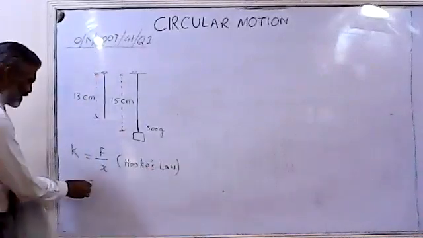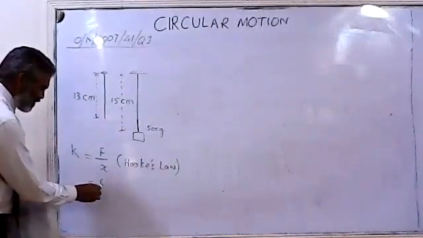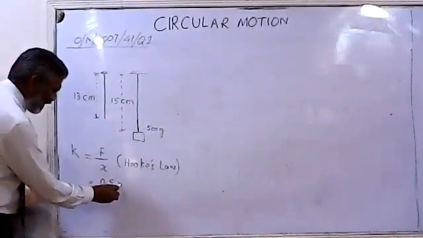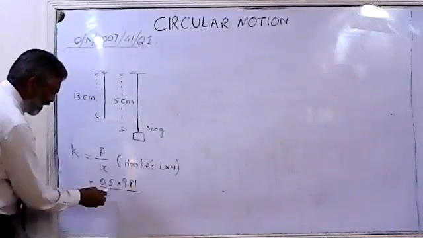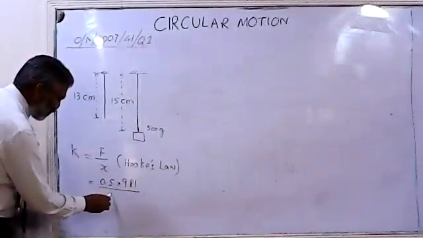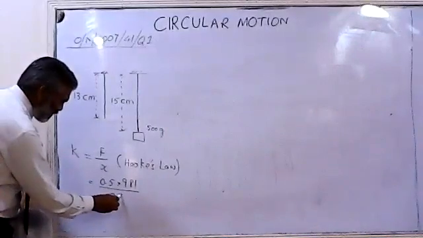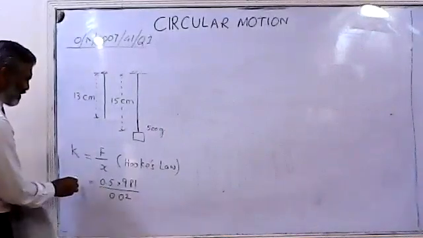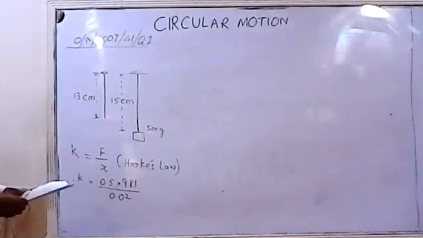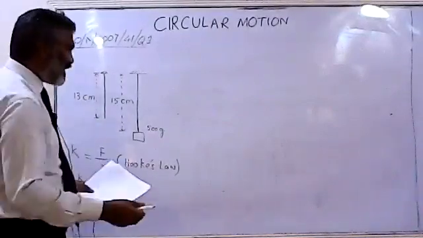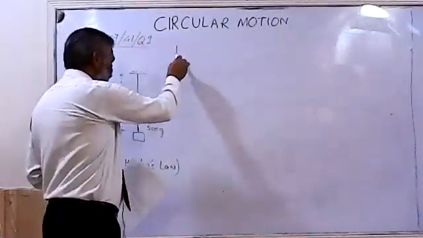That means this is mg, 0.5 kg into 9.81 divided by 2 centimeters, so 0.02. This is the value of K that we will use later when we write the equation.